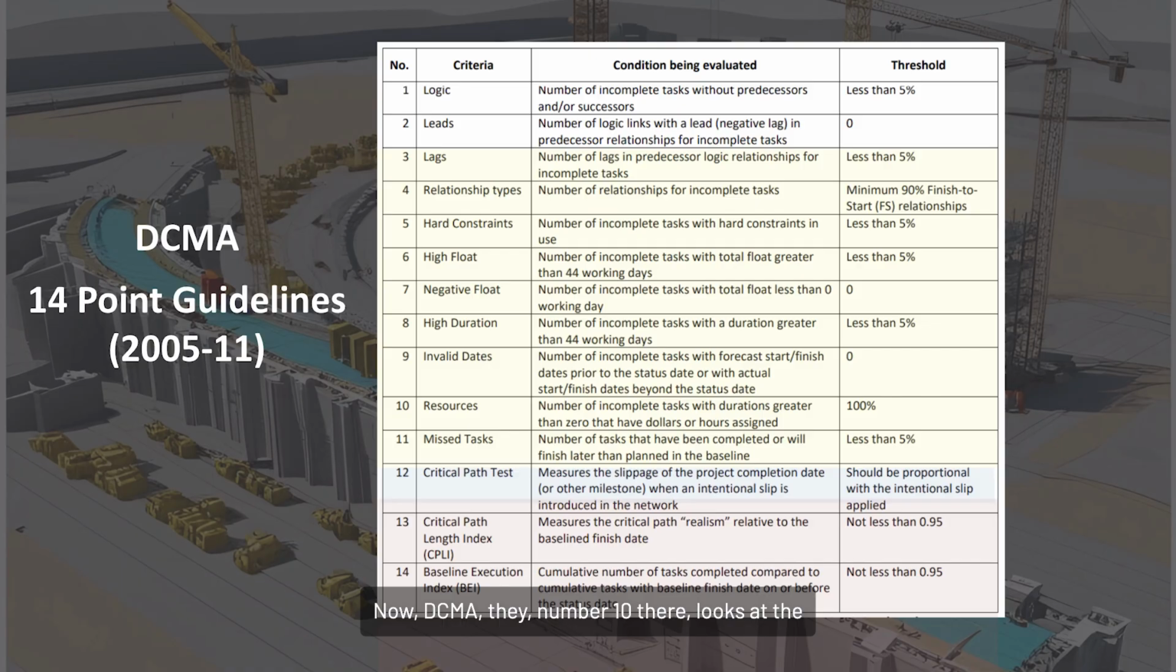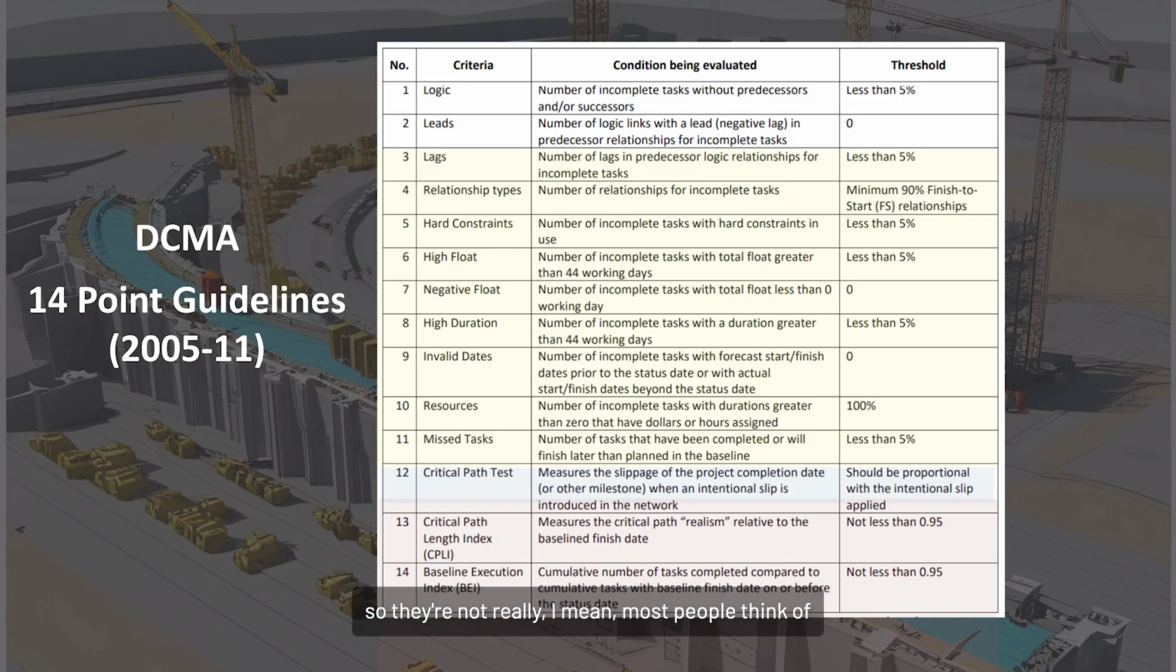Now, DCMA's number 10 looks at the resources, but I know over the years, most of my clients were not very consistent at resource loading their schedules. And even if they did resource load the schedules, they rarely updated them consistently. So it's a challenge. And then those last 4 with the DCMA, they're comparison items. Actually, you're comparing 2 schedules.